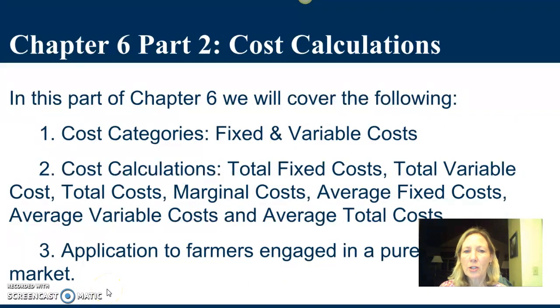So in this chapter, we're going to look at cost categories, fixed and variable costs, and cost calculations: total fixed cost, variable cost, total cost, marginal cost, average fixed cost, average variable cost, and average total cost. And then we're going to see how this applies to farmers engaged in a purely competitive market.